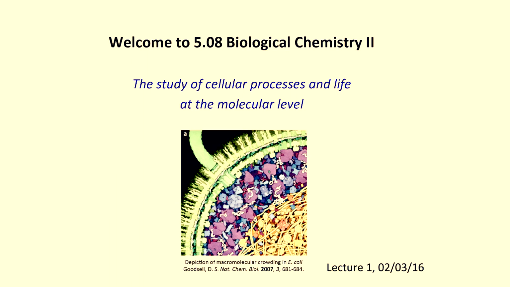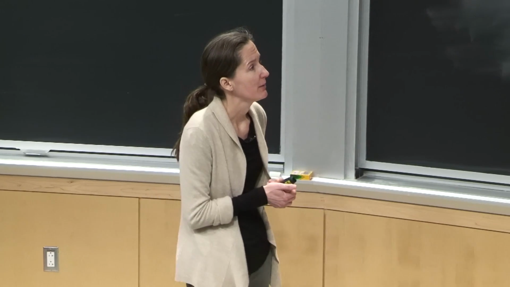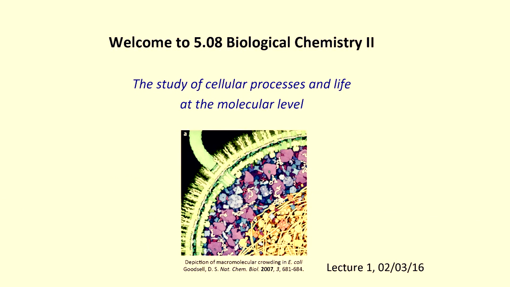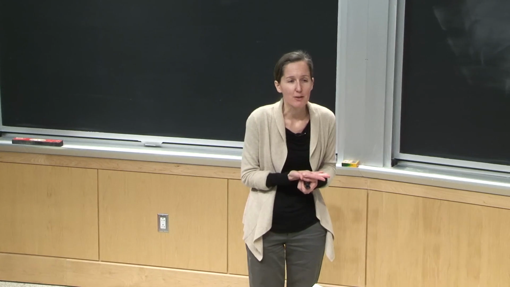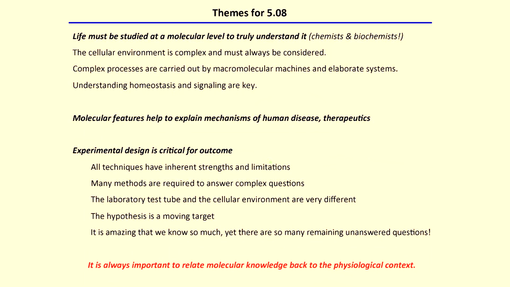So what are our core themes for this year? First, we believe that life must be studied on a molecular level to truly understand it. And so we need to think about the cellular environment, both on a macroscopic scale and on the molecular level. This environment is complex, and it always needs to be considered, right? As experimentalists in biochemistry, often we're doing experiments in aqueous buffer with proteins or some other biomolecule. How does that relate to a context like this one here, where the environment is very different and much more complex?